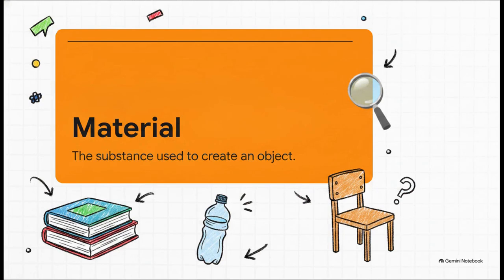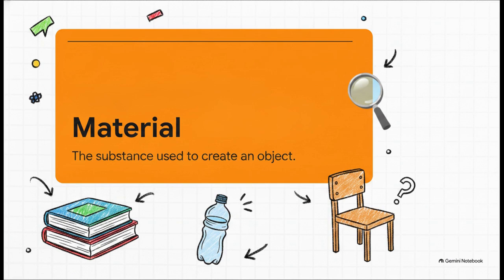To get started, we really need to establish a crucial baseline here. What is a material? Well, it's simply the substance used to create an object. Think about the books on your shelf, the chair you're sitting on, or that plastic water bottle on your desk. They all drastically differ in shape and size, right? But each of those objects is constructed from one or more materials.